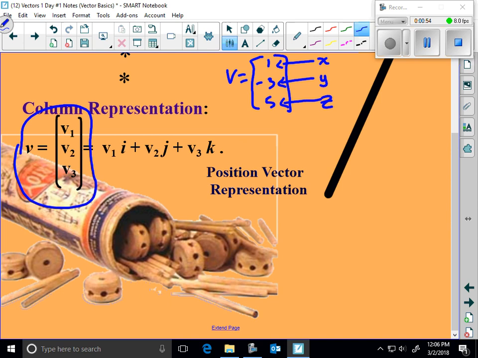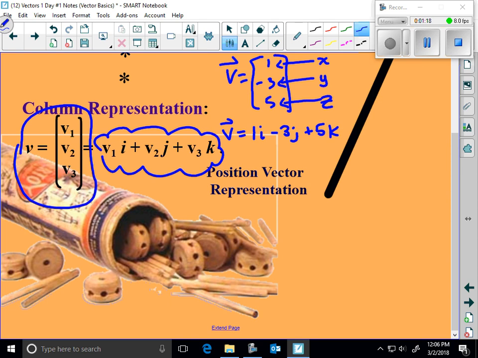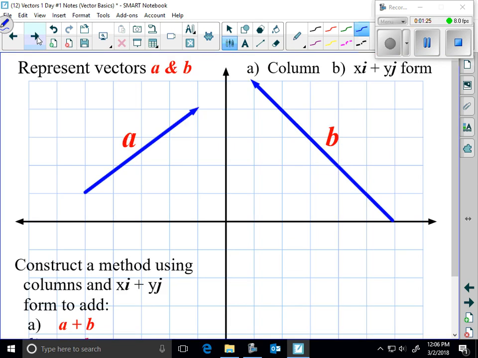Now this same vector, let's call it vector v, can be represented in this position vector representation right here. Position vector representation has the same exact meaning, except we throw in this i, j, and k. So what we would have is 1i minus 3j plus 5k. There's no difference between the two. They mean the exact same thing. They're just two different formats for writing out a vector.